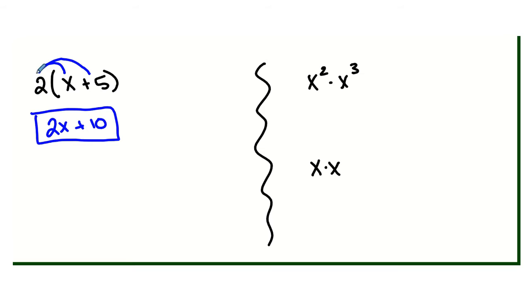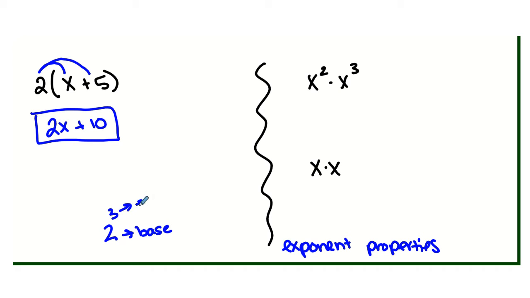This is a monomial, meaning one term, times a binomial, meaning two terms. On this side, I'm just multiplying monomials. And for these, you have to remember your exponent properties. When you're multiplying monomials, if you have the same base, here remember that if you have something like 2 to the third power, 2 is the base, and 3 is the exponent.